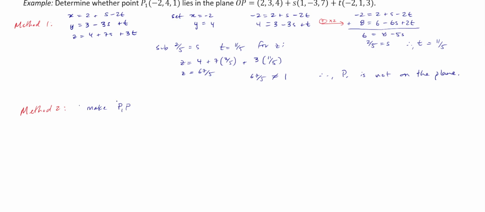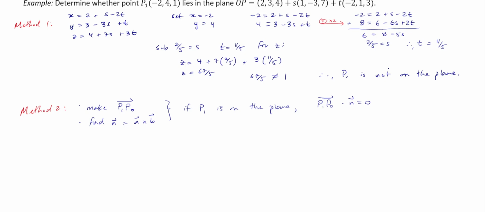So we're going to take this point on the plane, P0, and join it with this point right here, P1, to make the vector P1P0. And then we're also going to find n, the normal vector of the plane, which is equal to A cross B. And if P1 is on the plane, then P1P0 dot the n vector should be equal to 0, okay?